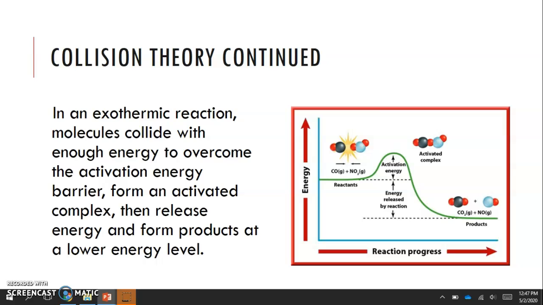So in an exothermic reaction, remember, heat is being released. The molecules collide with enough energy to overcome the activation energy barrier, form the activated complex, and then release energy and form products at a lower energy level.